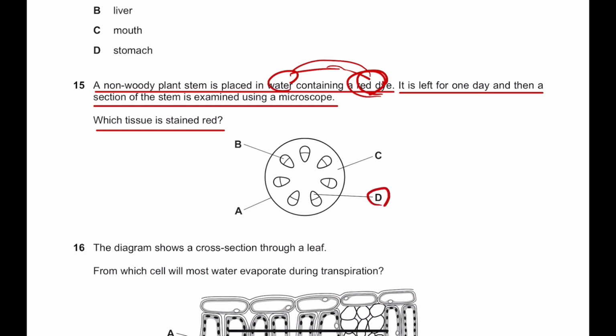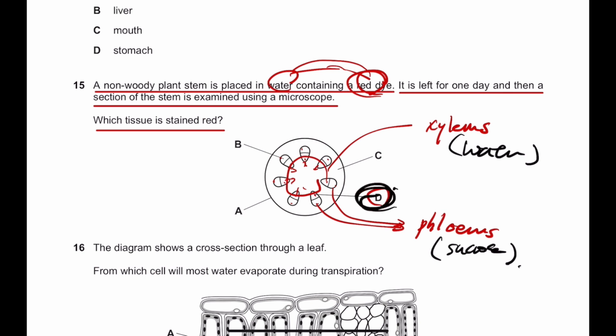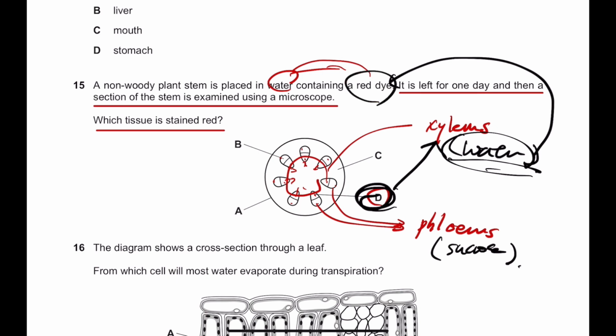And of course, it's D because these tissues that are placed towards the center are called xylems. The ones on the outer part are called phloems. Xylems contain water. They're used to transport water and minerals. Phloems are used to transport sucrose molecules and amino acids, like those nutrients. So answer is D because it's the xylem that contains water and minerals, and the water now has the red dye, and it's asking for the tissue that is stained red, so the answer should be D for this one.